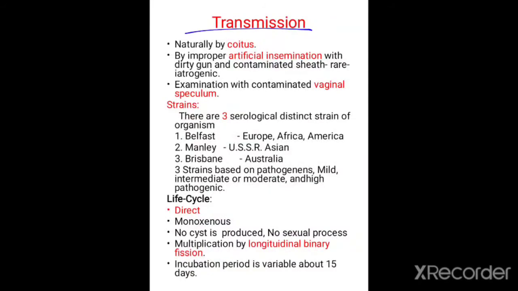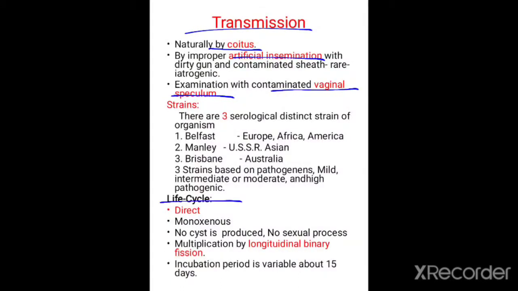When it comes to the transmission, they are naturally transmitted by coitus, which means there is no involvement of any vector, and improper artificial insemination and examination with a contaminated vaginal speculum lead to the transmission of the Trichomonas species.